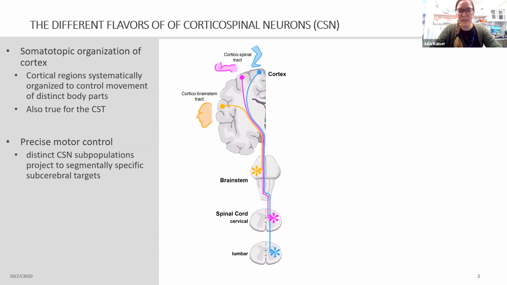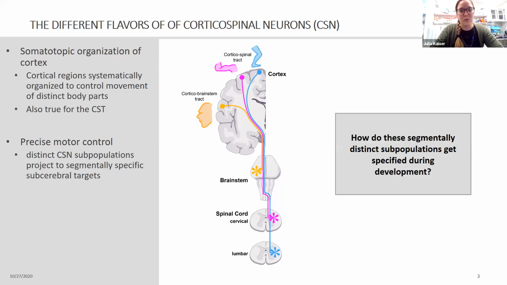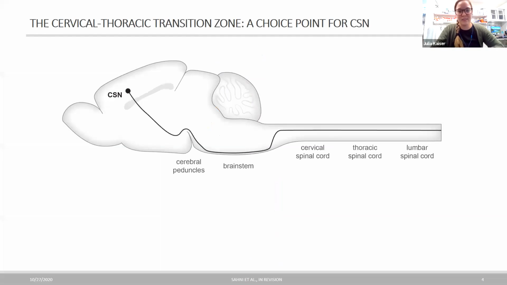So far, it is not clear yet how this segmental axon targeting is specified during development, or in other words, how does a corticospinal neuron know what it wants to be when it grows up? So that is a question that we are addressing in the Sahni lab. And my supervisor, Vibhu Sahni, showed in his previous research that there are at least two subpopulations of the corticospinal tract that extend their axons either to the cervical spinal cord or to the thoraco-lumbar spinal sections.